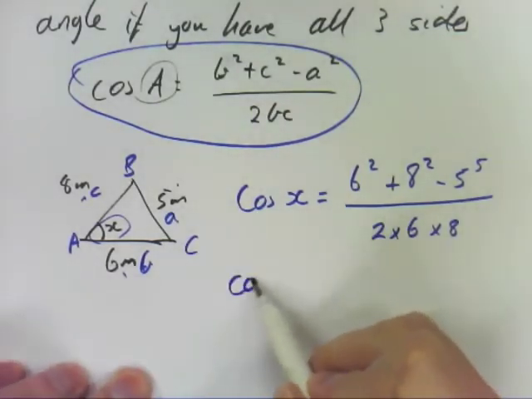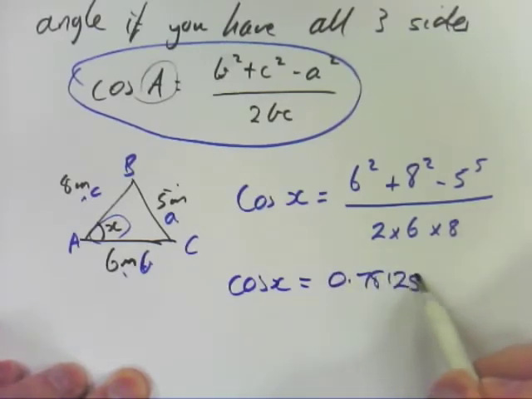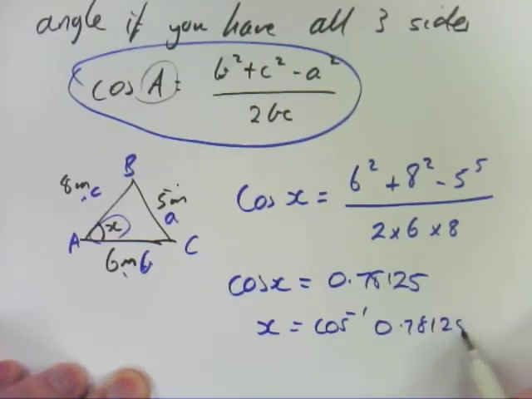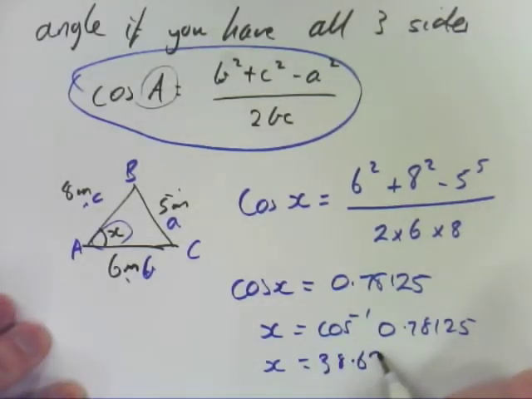What I ended up with was cos x equaling 0.78125. Then we just do cos to the minus 1 of 0.78125, and that'll give us the actual angle. Remember, you must have your calculator set to degrees. So my angle is 38.62 degrees. That corresponds to that angle there. So that's how you find an angle using the cos rule.